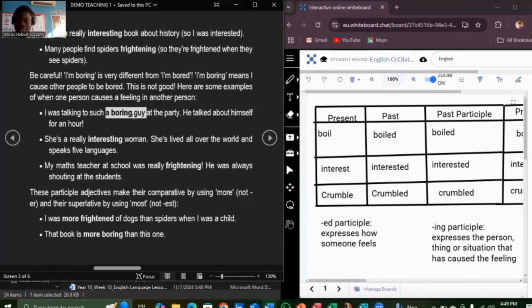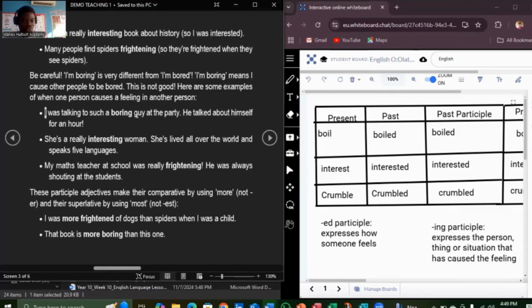But then what will be the function? Boring here is expressing the person that caused how this person feels. Boring expresses the person that has caused the feeling that this speaker is going through. And who is the person? The guy. Makes this person, the I, to feel bored.